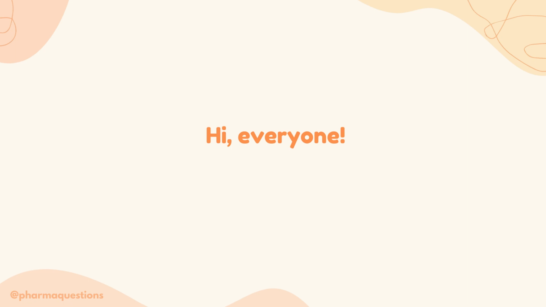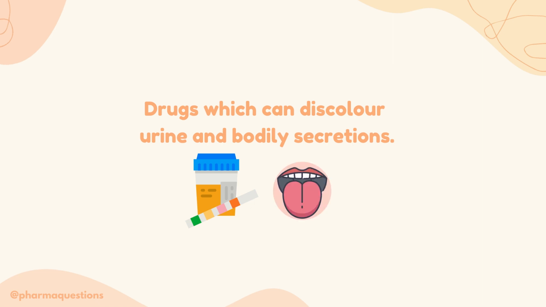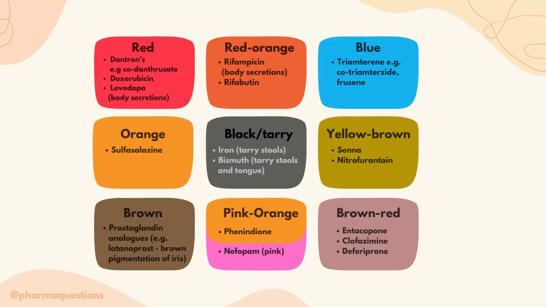In today's video we'll be taking a look at drugs which can discolour urine and bodily secretions. I'll be sharing some tips, tricks and mnemonics on how to remember which drugs cause which discolorations. Here is a quick overview of all the drugs that we'll be covering in this video. You can screenshot this as a quick reference guide for future uses.